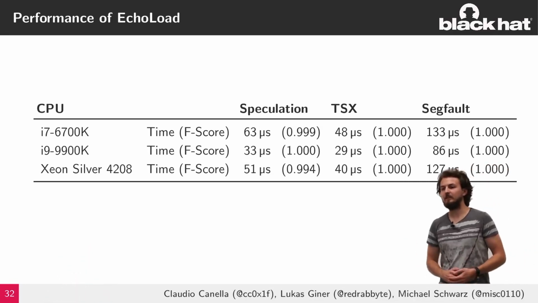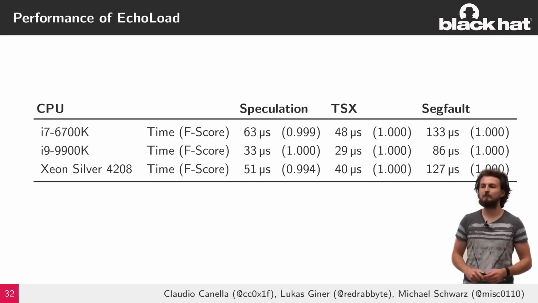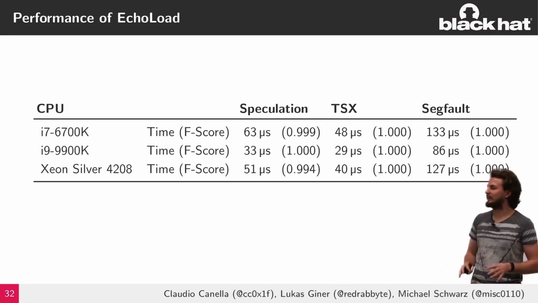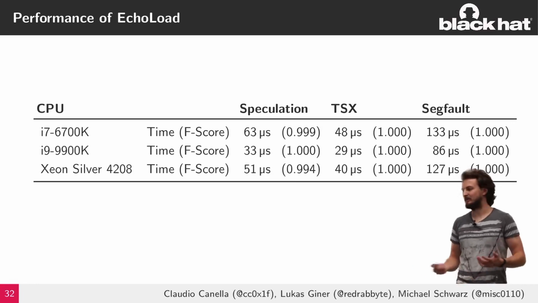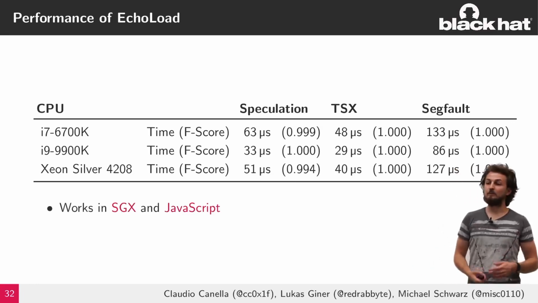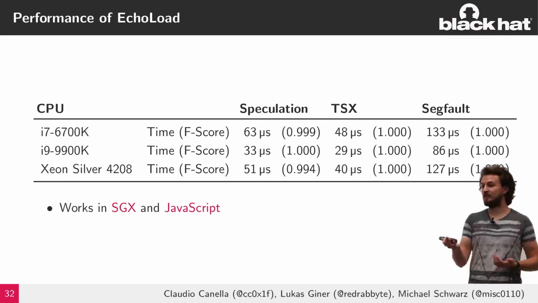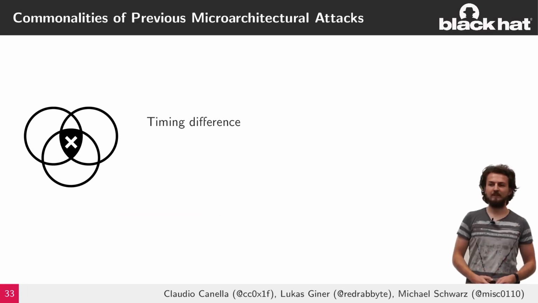And for the other CPUs with speculation, we sometimes see that it's not completely perfect, but this is more or less because inducing speculation doesn't always work reliably. So this might be the explanation for that. We were also able to show that this attack works in SGX, and we can also use it in JavaScript.